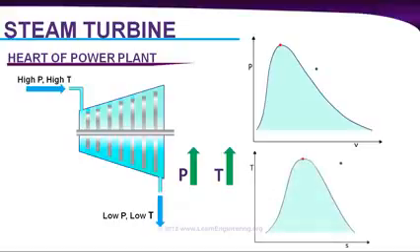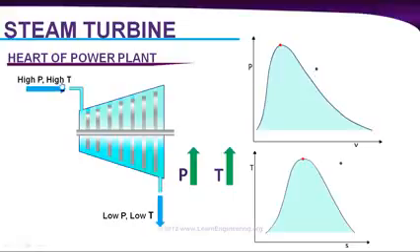I have drawn two graphs here. One is a pressure-volume graph, the next is a temperature-entropy graph. These are vapor domes of steam. The inside of the dome is a mixture of liquid and vapor, the right side will be completely vapor and the left side will be completely liquid. And this is our starting point, a high pressure, high temperature steam.